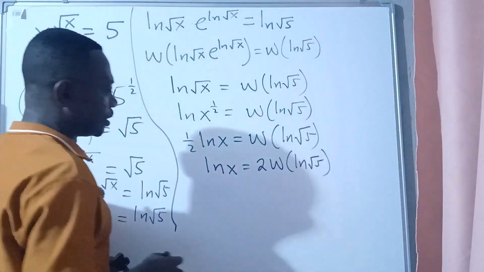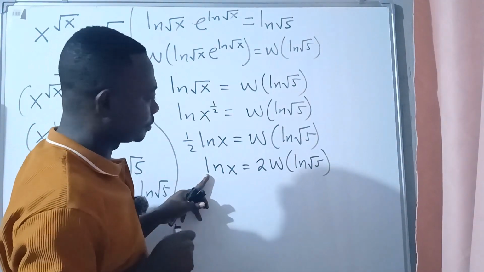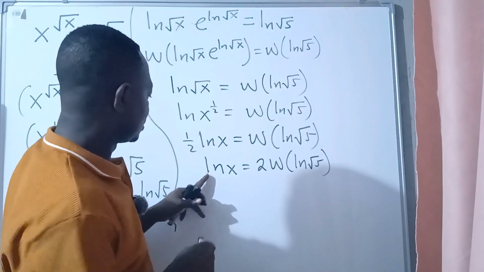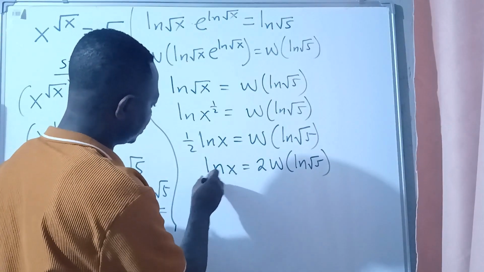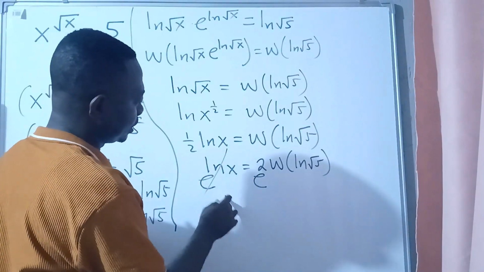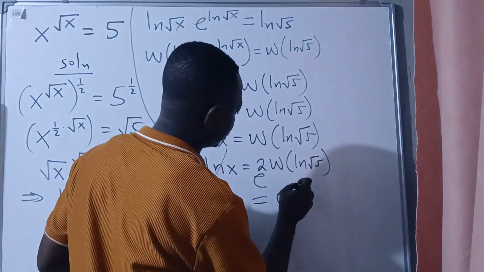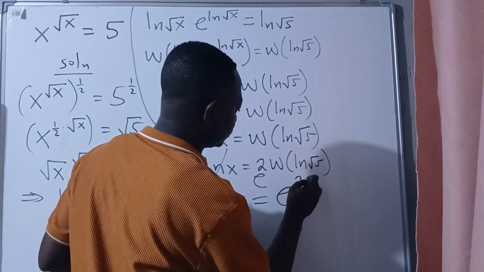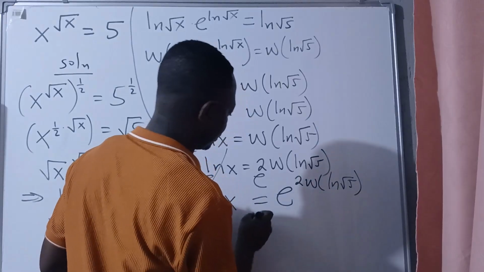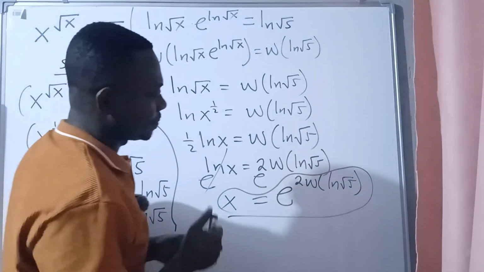Now the next thing is to get rid of this ln because we want x, not ln of x. Once we have ln of x, the only thing that can remove this is to raise both sides with e. As simple as that. So this one will go. So my x is simply e raised to 2 times the W function of ln of square root of 5. Simple as that. So there's the answer to this. That's that.